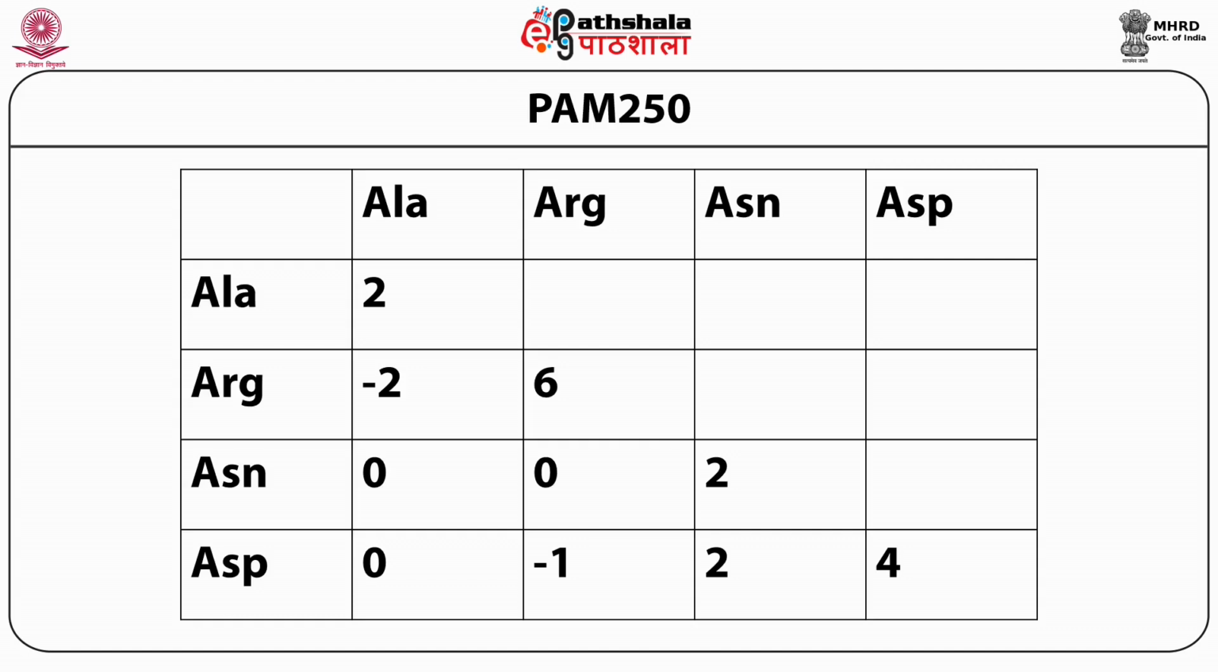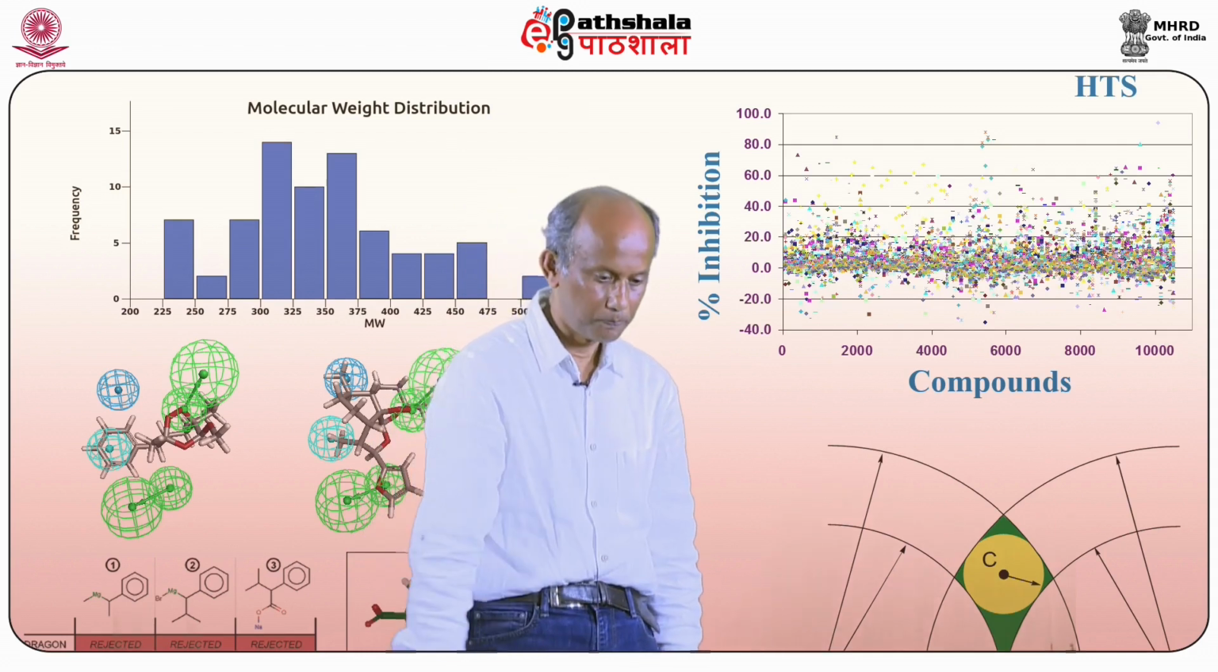So therefore the penalty for arginine and alanine is rather low, it's negative, -2. So this way, this entire matrix has been constructed and is the common one which is used for aligning proteins. Now that's not the only way.